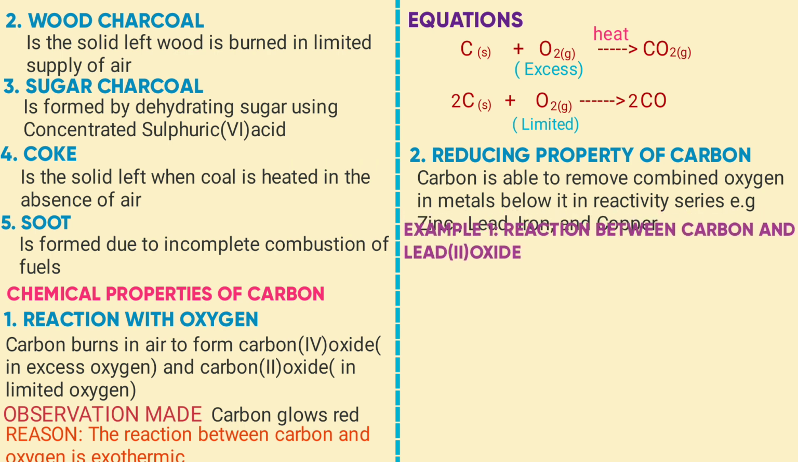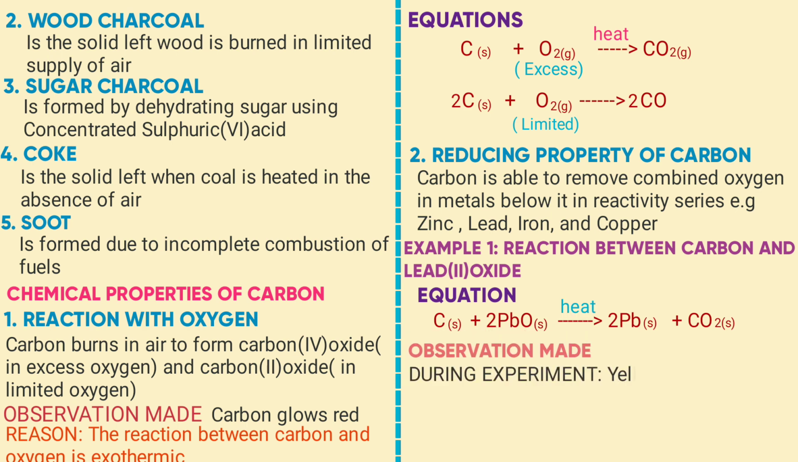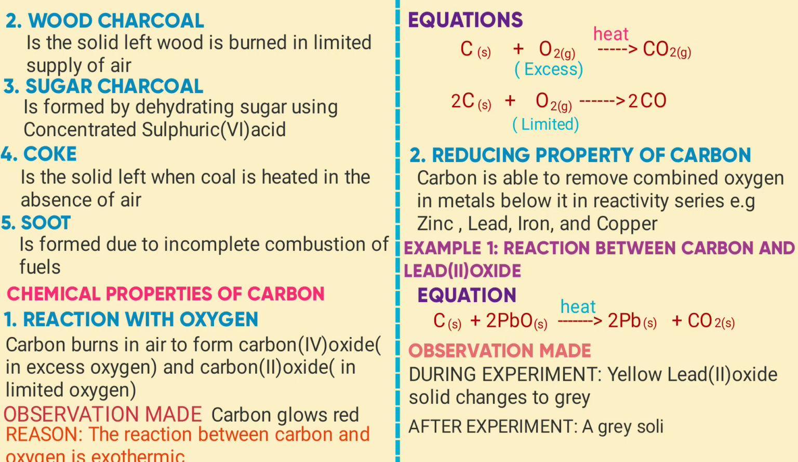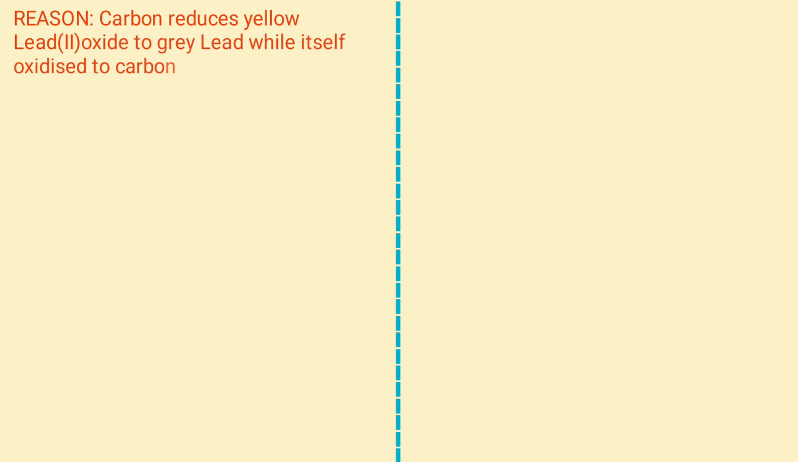Example 1, a reaction between carbon and lead(II) oxide. Equation is carbon plus lead(II) oxide, arrow, lead plus CO2 gas. Observation made during the experiment is yellow lead oxide changes to grey. After the experiment, a grey solid is formed. Reason: carbon reduces lead(II) oxide to lead while itself is oxidized to carbon(IV) oxide.